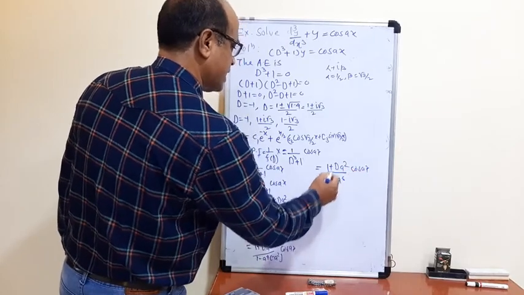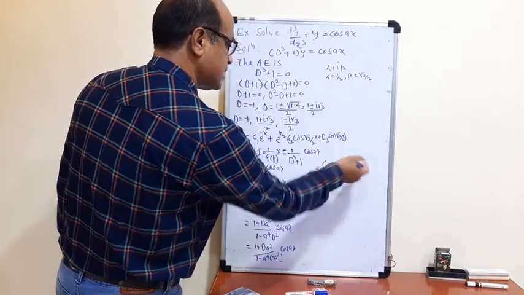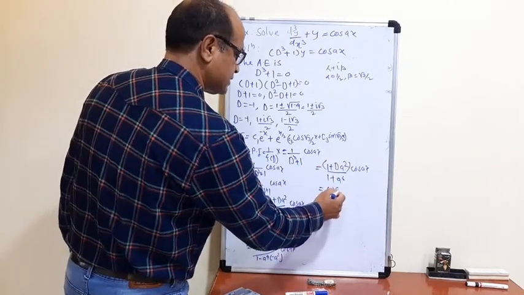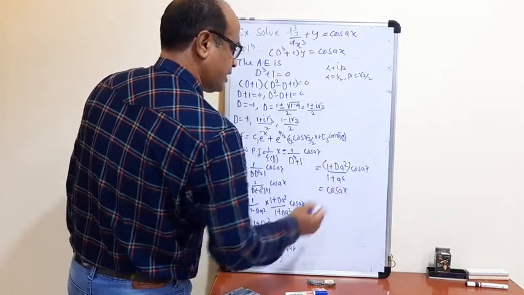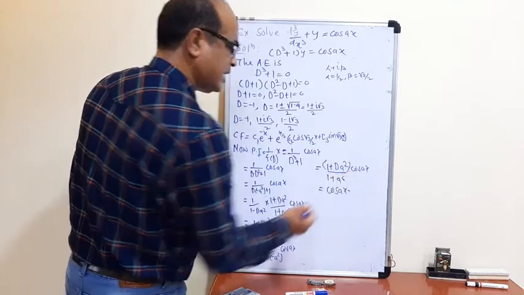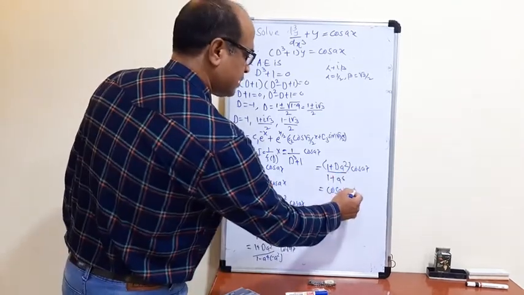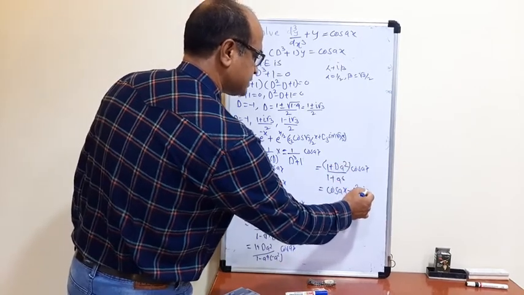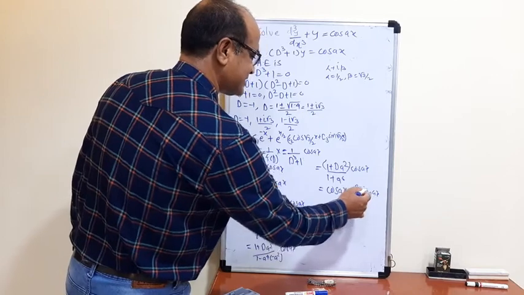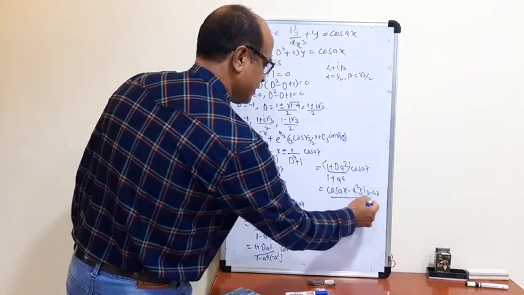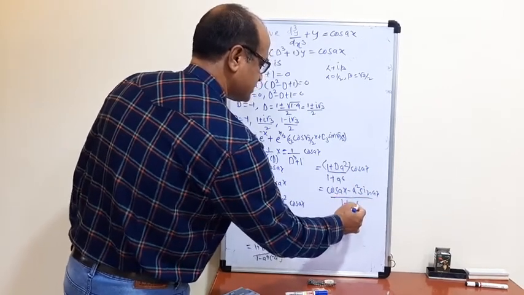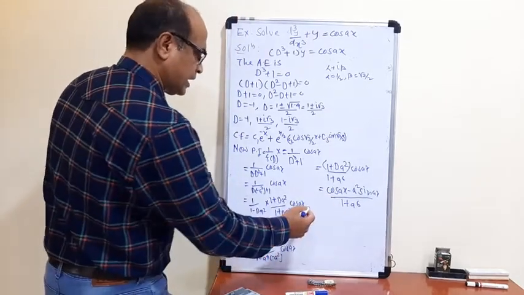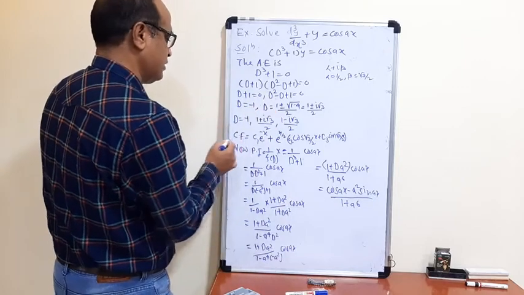Now apply this on cos x. So 1 into cos x is cos x, minus d of sin x. The derivative of cos x is minus sin x, and a square stays as it is, divided by 1 plus a raised to 6. Therefore, this is the particular integral PI, and this is the complementary function.